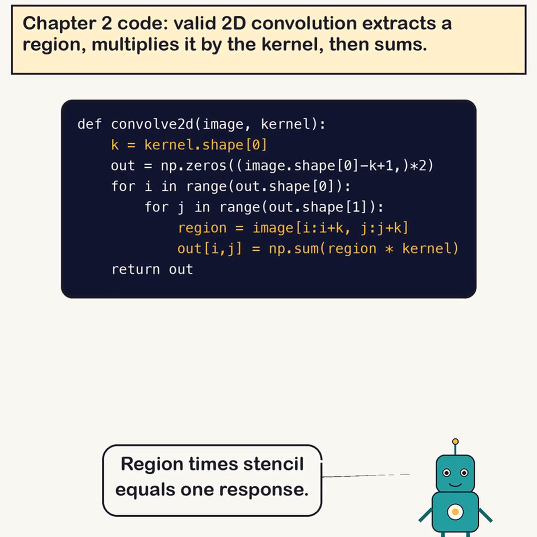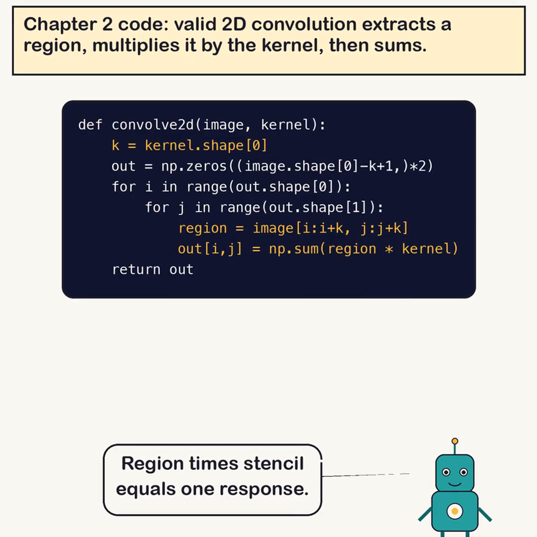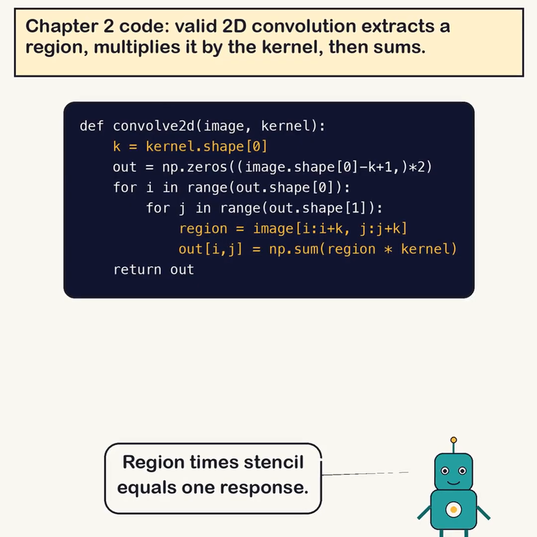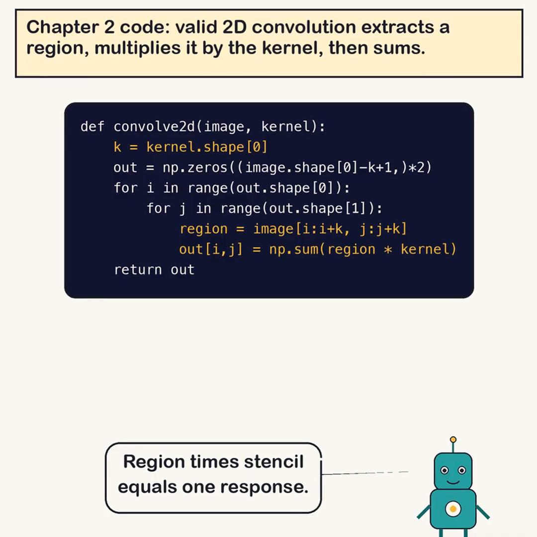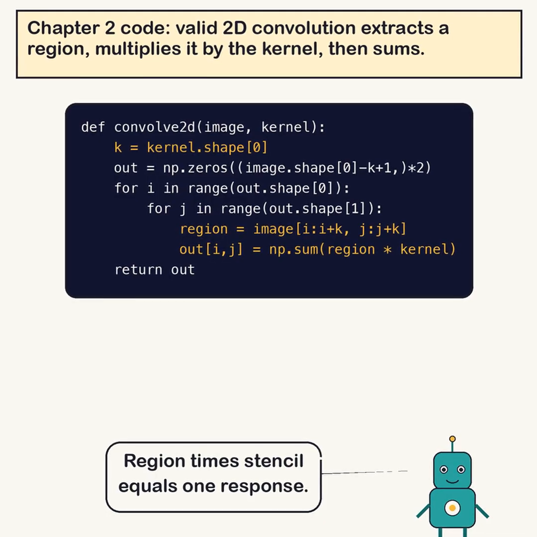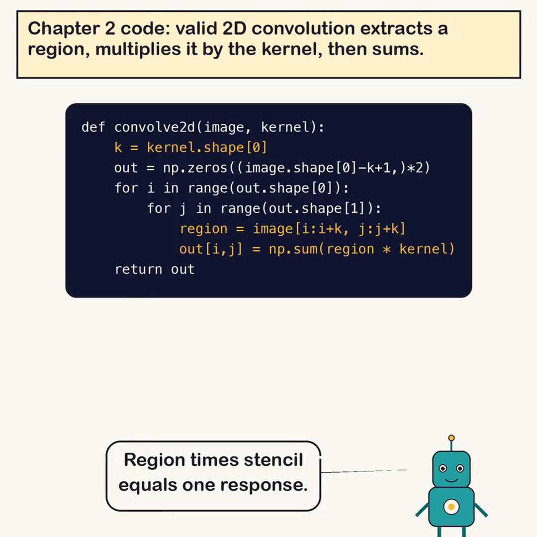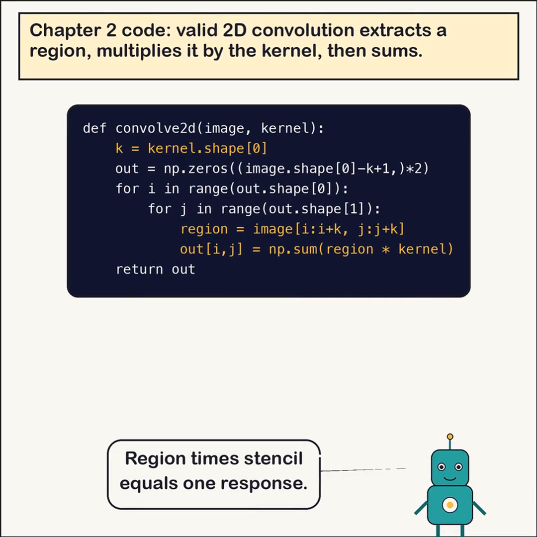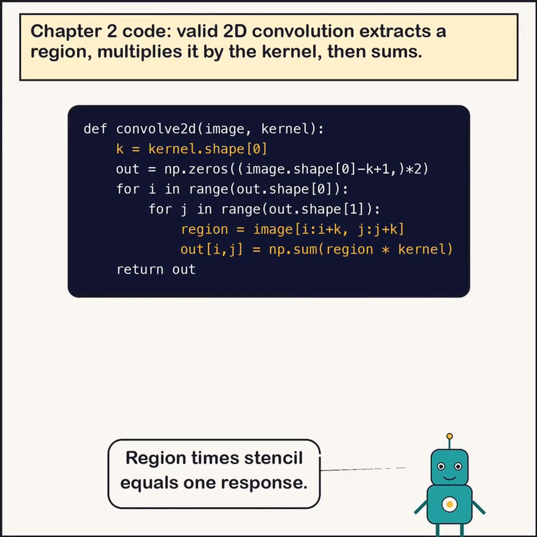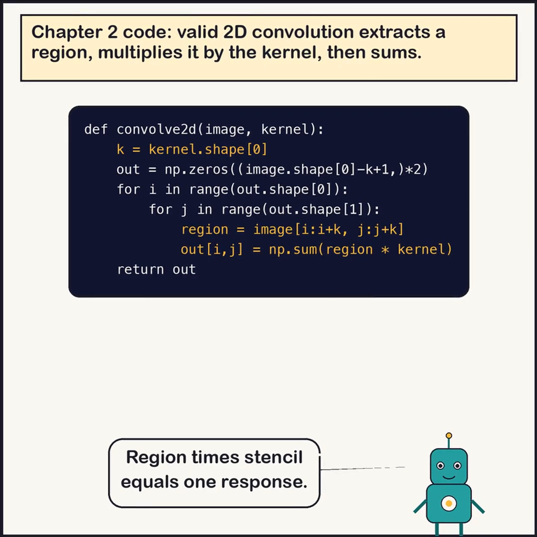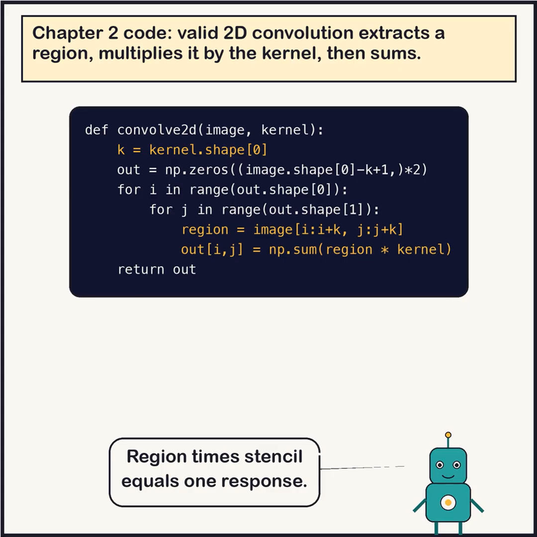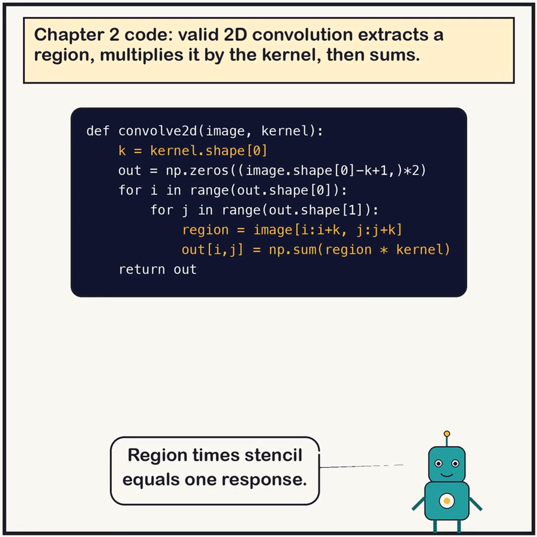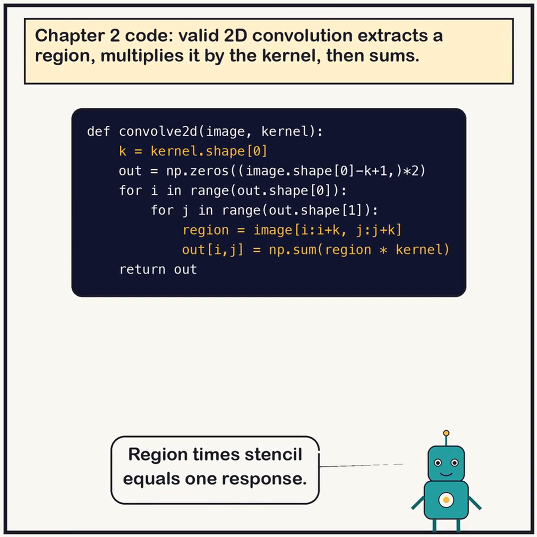The code reveals the equation's machinery. A region is the local evidence under the stencil. The kernel is the question being asked. Is there an edge, blur, corner, or texture here? The sum compresses the local answer into one number. This is best when the clue is local, which is why it is still excellent for texture, edges, and early feature extraction. Real-world analogy. Valid convolution is like stamping only where the full stamp fits on the paper, then recording one score at the stamp center. Region times stencil equals one response.